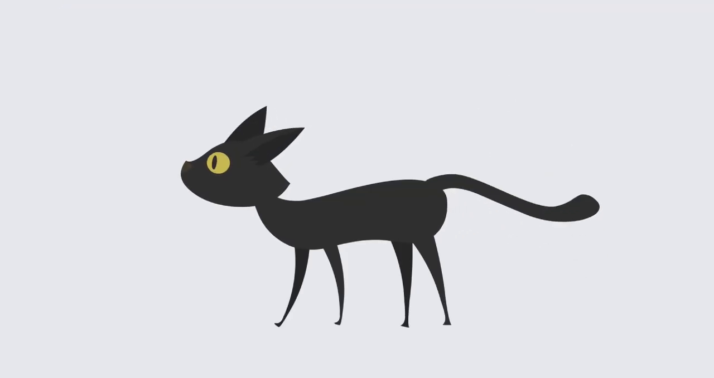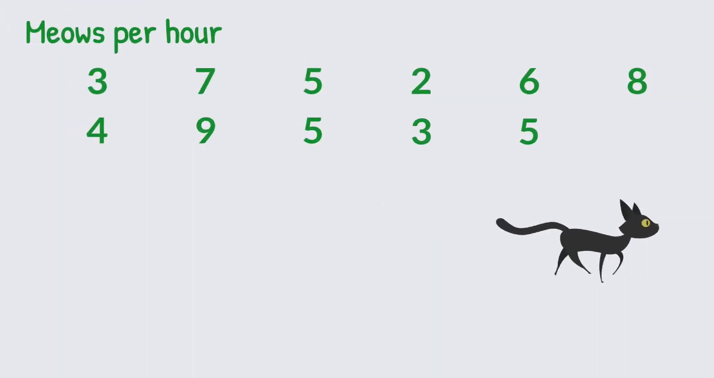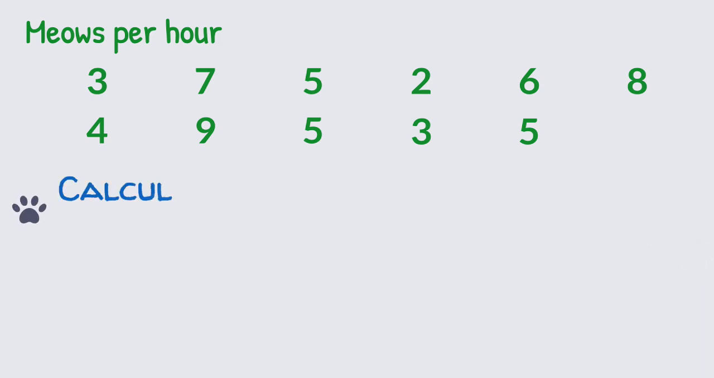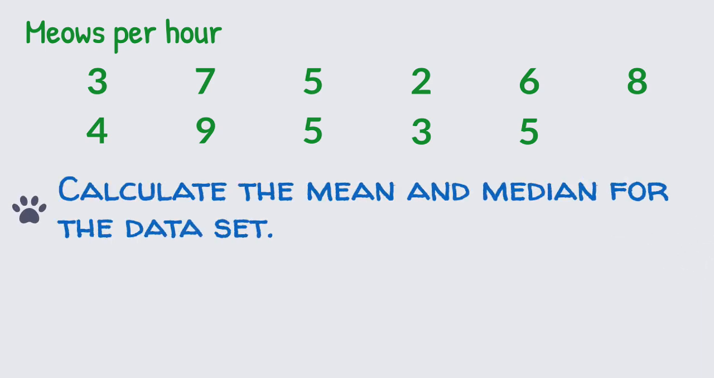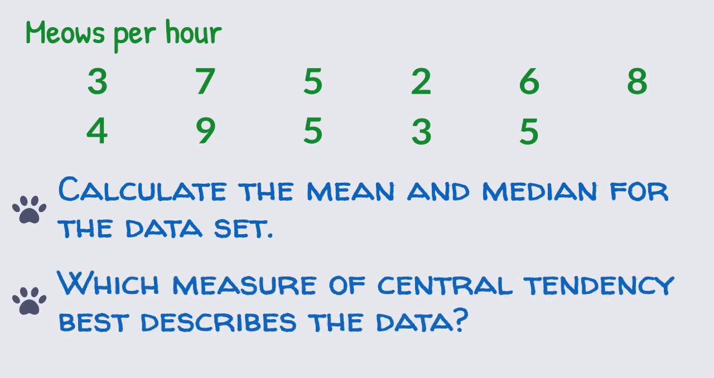I recorded the number of times 11 cats meowed over 1 hour. Use the dataset to answer the following questions. Calculate the mean and median for the dataset. Which measure of central tendency best describes the data?